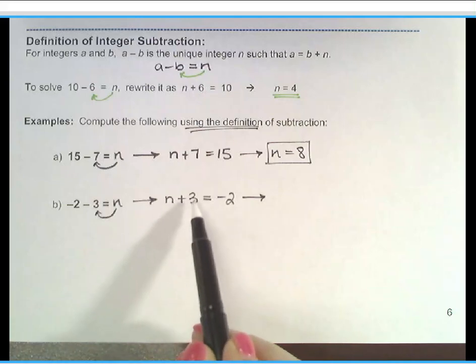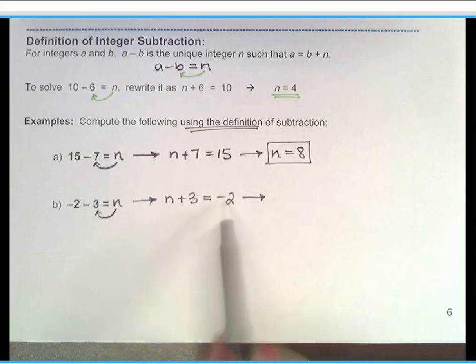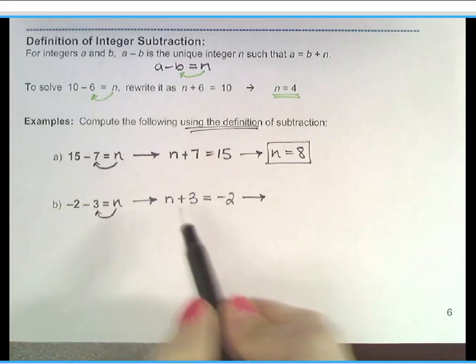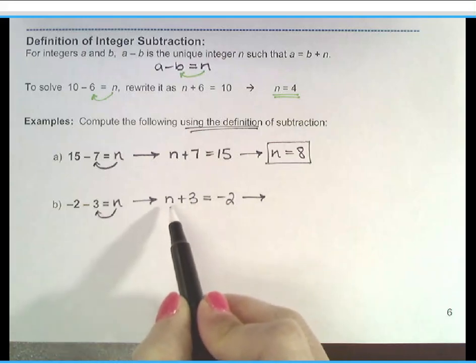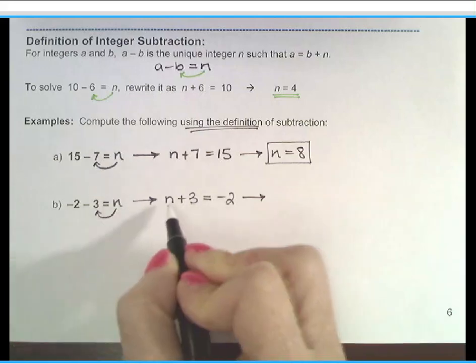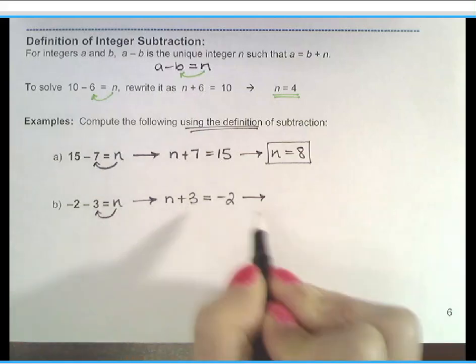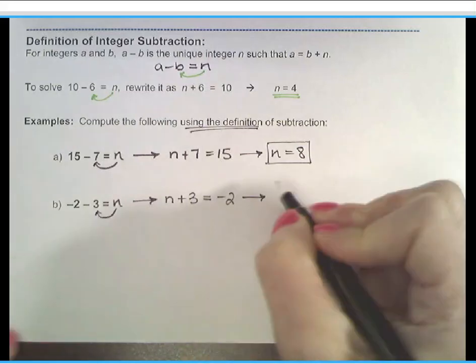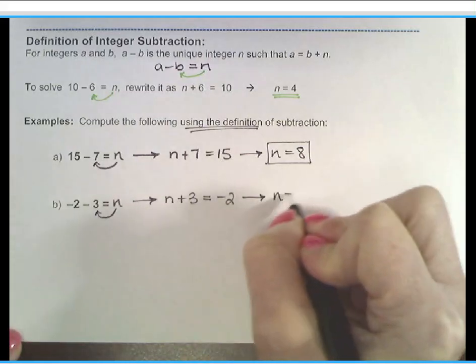Like, if you had $3, how much would you have to spend to end up with negative $2, right? To be $2 in the hole? Well, I would say if you spent $5, right? Negative 5. Negative 5 plus 3 would leave you at negative 2. So n would be negative 5.